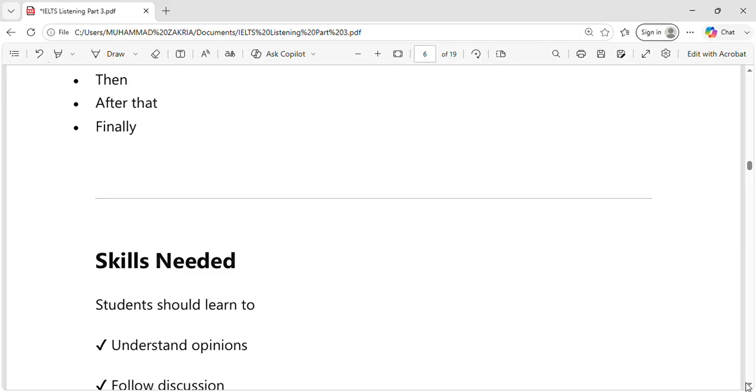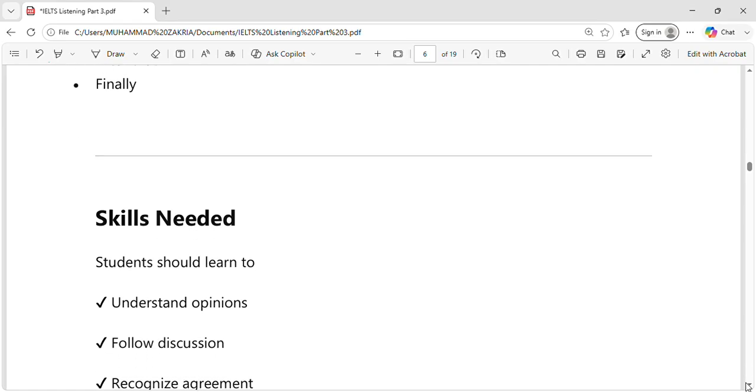They may mention here true, false, not given. Some other questions are yes, no, not given. Matching information, headings, matching sentence endings. It's a mixture of questions they mention here, but we discuss it later. If you master these things, it will be easier for you.